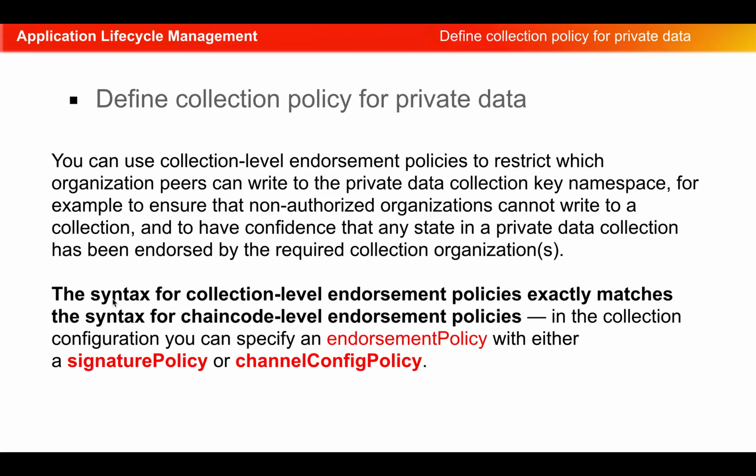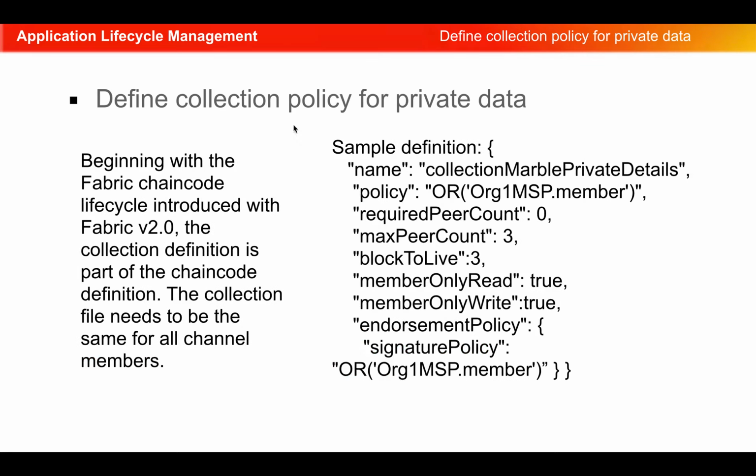Before that, one more point to mention is that the syntax for collection level endorsement policies exactly matches the syntax for chain code level endorsement policy. But the difference is that in the collection configuration, you can specify an endorsement policy with either a signature policy or a channel config policy. I'll explain in detail, and I'll also give you the documentation where this is explained with an example in the Hyperledger Fabric documentation. So this is how it looks. It defines the collection policy for private data.